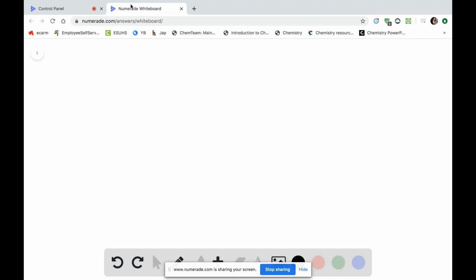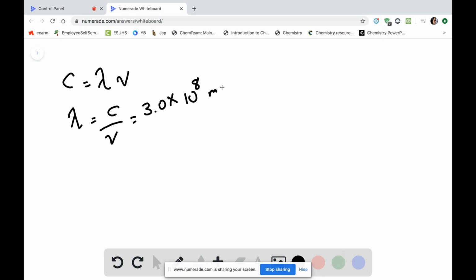First, we're going to do the FM wave. The formula to go with is this: c is equal to lambda nu. So therefore, to find the wavelength lambda, that would be c over nu. c is always 3.0 times 10 to the 8 meters per second.